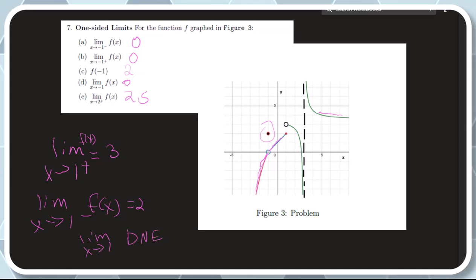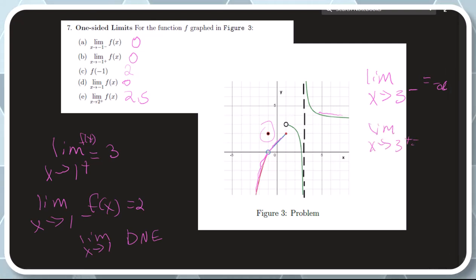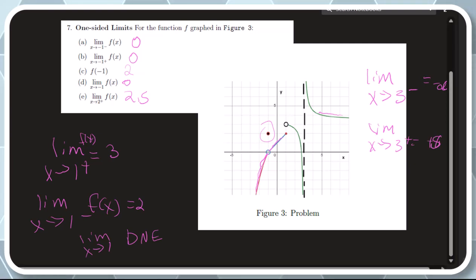And then I also have the limit as x approaches 3. Limit as x approaches 3 from the left would be -infinity because it's going down to -infinity, and the limit as x approaches 3 from the right would be +infinity. All right.